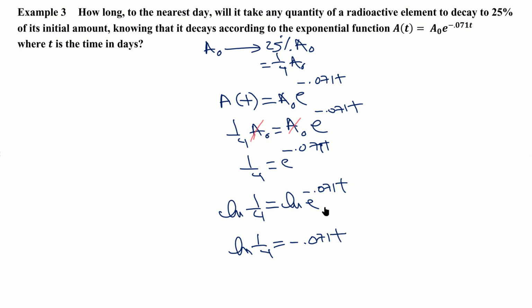Now be very careful. Sometimes students make the mistake that just because the ln and e cancel each other on the right side, they drop it on the left side too. Remember, this ln on the left side, it stays. There's no cancellation. All right, so t is basically going to be ln of 1/4 divided by negative 0.071. Okay, now we're just going to use the calculator.